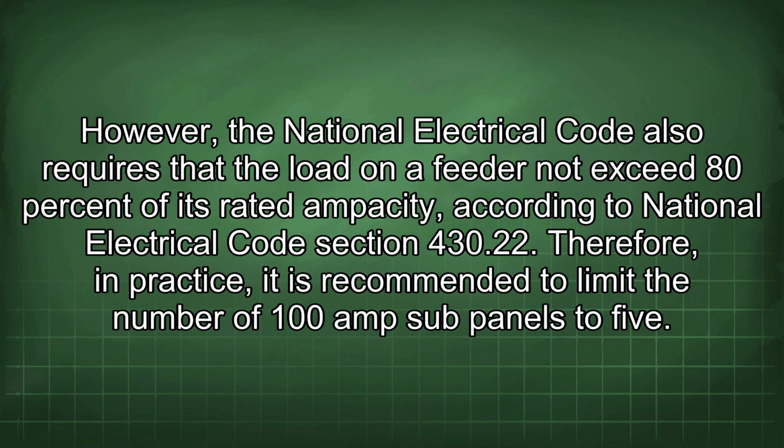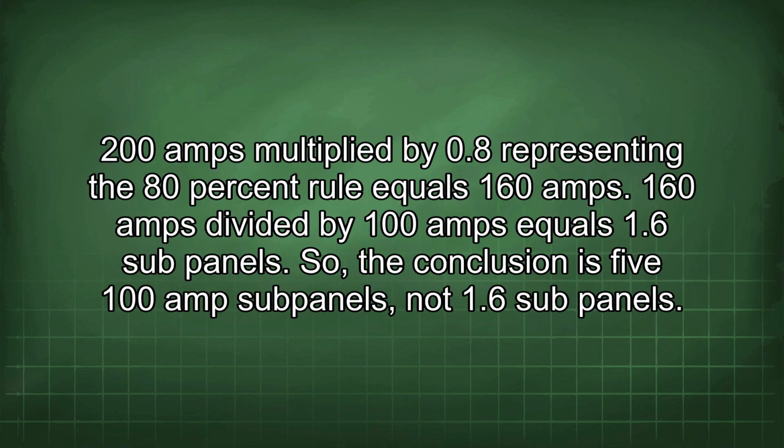However, the National Electrical Code also requires that the load on a feeder not exceed 80% of its rated ampacity according to National Electrical Code Section 430.22. Therefore, in practice, it is recommended to limit the number of 100 amp subpanels to 5. 200 amps multiplied by 0.8 representing the 80% rule equals 160 amps. 160 amps divided by 100 amps equals 1.6 subpanels. So, the conclusion is 5 100 amp subpanels, not 1.6 subpanels.